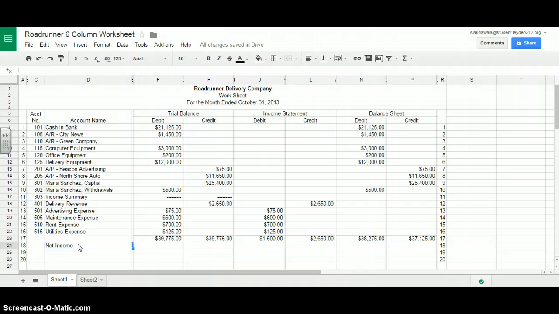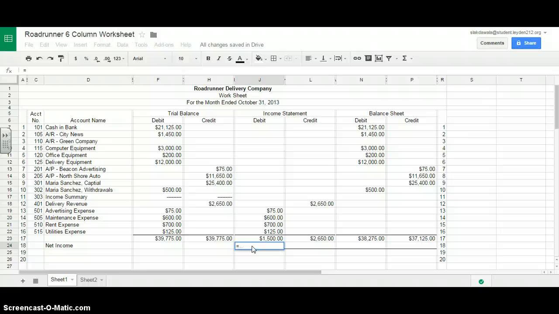Okay, so as we scroll over, we are going to find our net income value, and we're going to place it in this cell right here in J18. Now, in order to find our net income, we're going to use the formula revenue minus expenses. Rather than using a calculator outside of Excel or Google Sheets, we're going to continue to use the formulas that are available for us in the income statement.